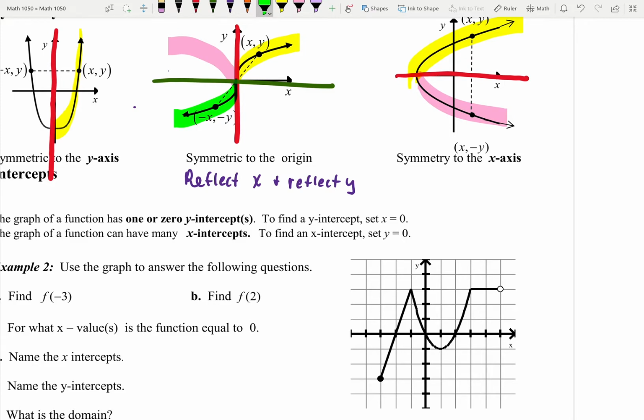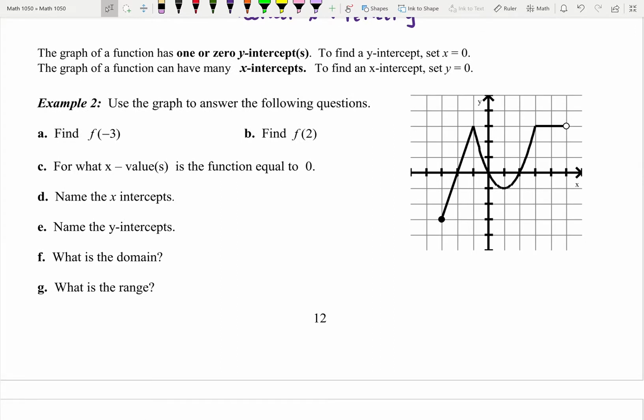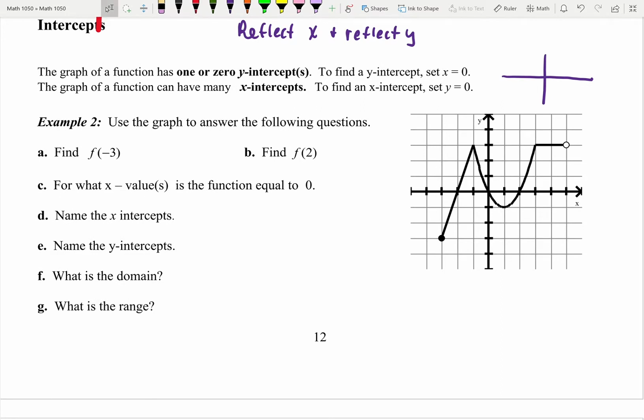All right. The graph of a function can have one y-intercept. Everybody draw an xy axis. This was a question on a final or a midterm a while ago. I don't think you'll see it, but I'm just interested if you can ask it.